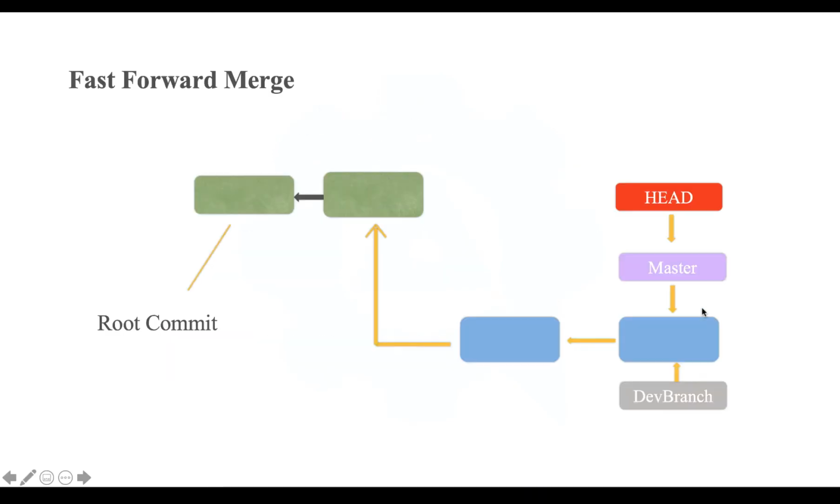So the new picture will be something like this. Initially, the master was pointing over here to the second commit of the main branch, or the receiving branch. After we are done with the fast forward merge, this master branch pointer will move from this commit to the last commit of the new branch. That's how this is performed, and the fast forward merge is very simple.